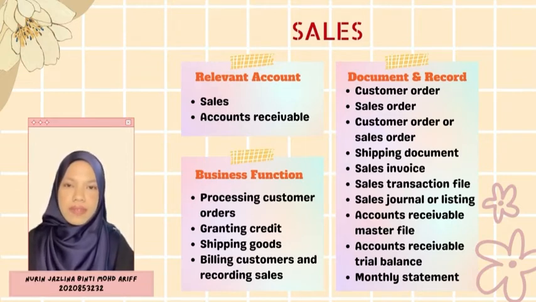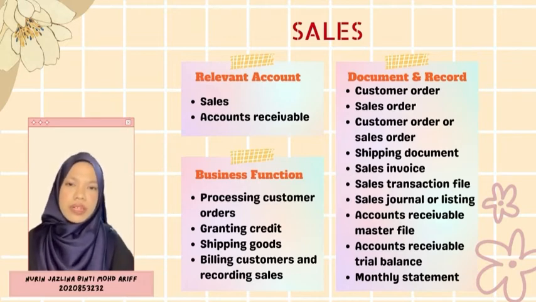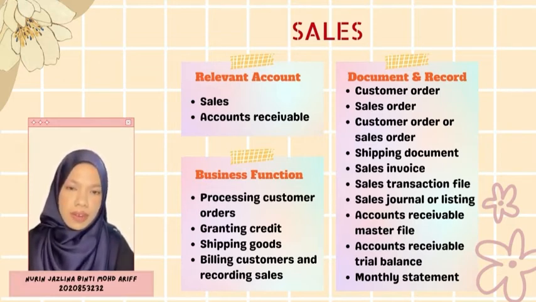There are 4 business functions under this transaction, which are processing customers' orders, granting credit, shipping goods, billing customers, and recording sales. The documents and records involved are customer order, sales order, shipping document, sales invoice, sales transaction file, sales journal or listing, accounts receivable master file, accounts receivable trial balance, and monthly statement.